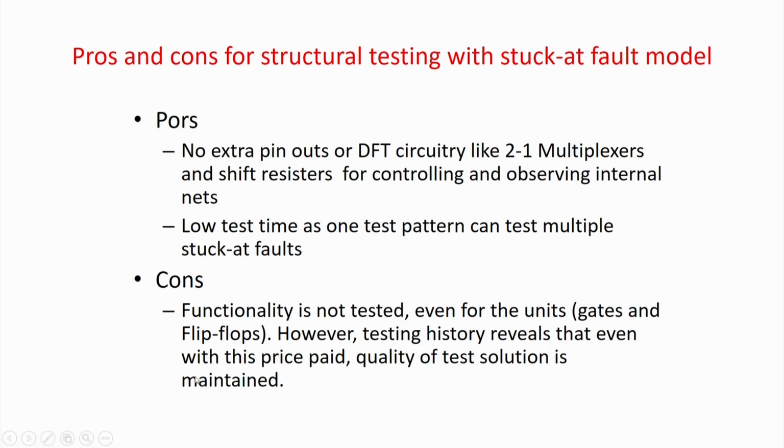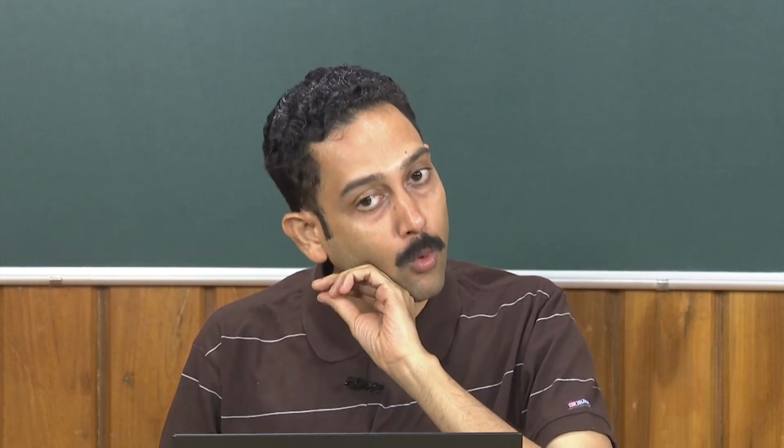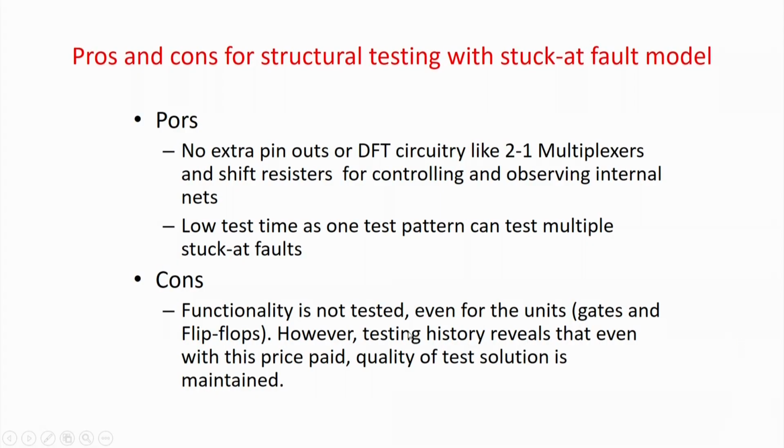So again comparing. Pros: no extra pinouts or DFT circuits. DFT circuit means extra circuits which you have to put in to ease testing. Multiplexer, shift register, nothing is required. Low test time, as one test pattern can test multiple faults. Problems: functionality is not tested, not even at the gate level. In structural testing we do not test the functionality of even the gates. At least structural testing was testing gate level functionality, but here we have totally thrown out the functionality of the gates. However, testing history or statistics reveal that even with this price, the quality of the solution is maintained, with only a slight compromise in test quality.